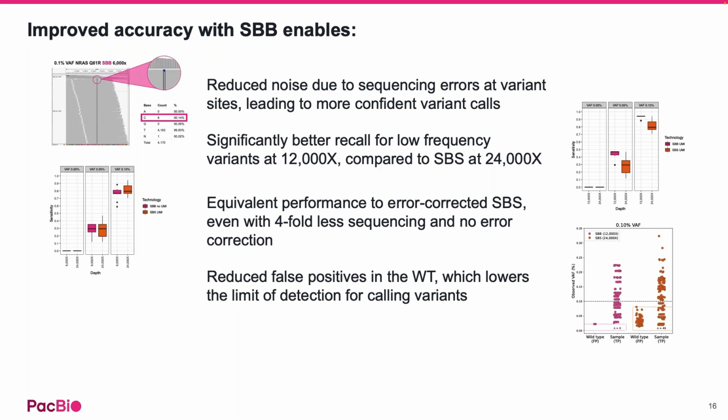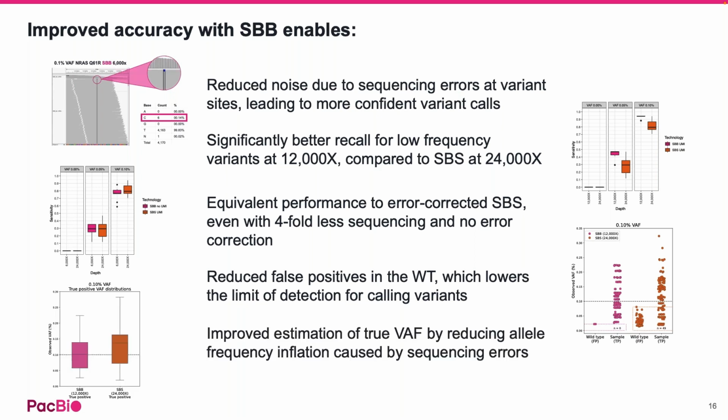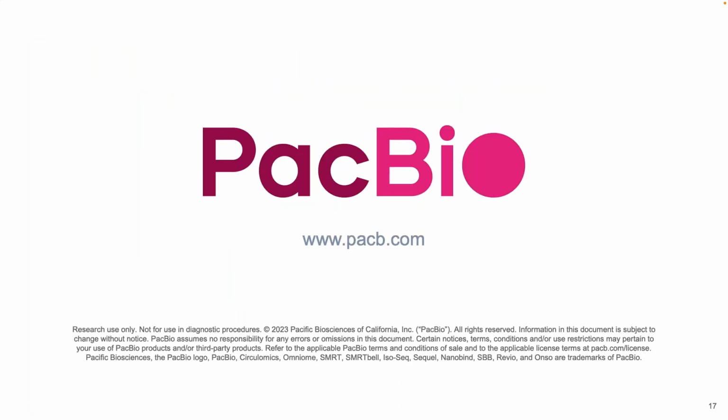This increase in recall is likely due to the dramatic reduction in false positives in our wild type sample, which lowers the limit of detection for accurate variant calling. And finally, SBB's accuracy results in improved estimation of the true VAF, likely due to reducing inflation of the allele frequency estimate caused by sequencing errors. So thank you very much for your attention, and I will turn it over to Young for the second half.